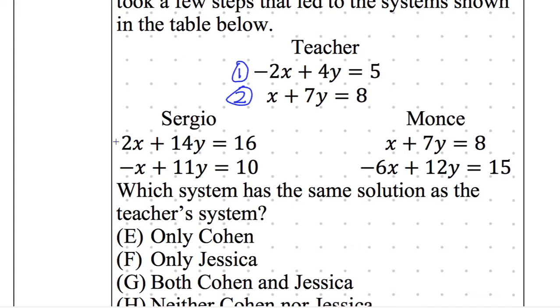Did you add? Did you multiply? What was Sergio trying to do at least? It might be wrong, but what did Sergio try to do? You can see it's either a combination of these two equations. You either add these two, multiply one of them, or it's the original. It's going to be one of those 3 options.